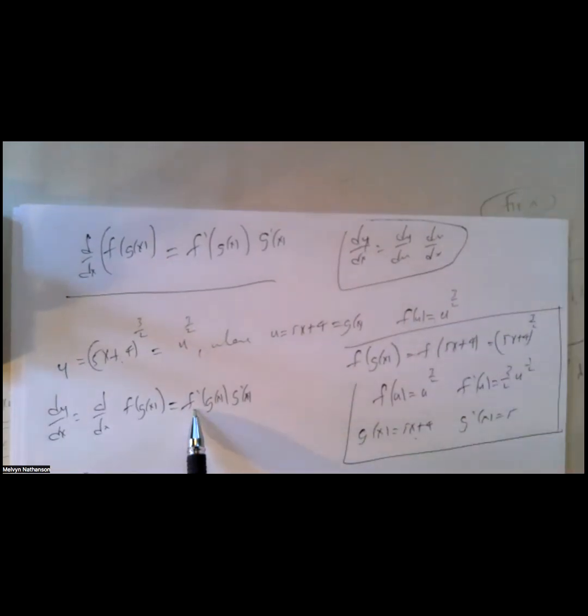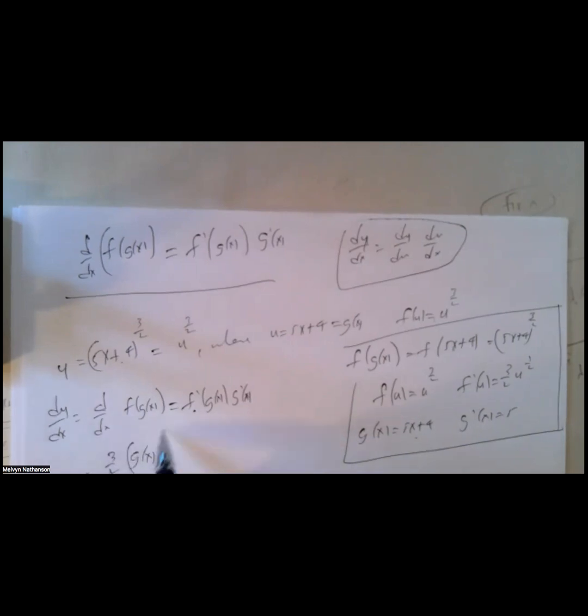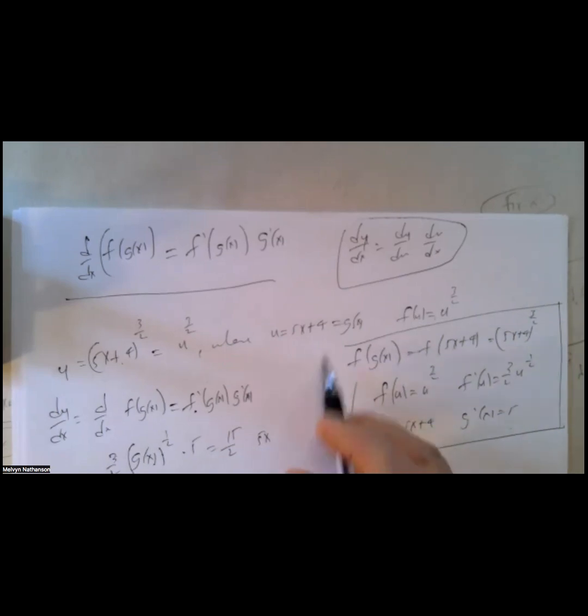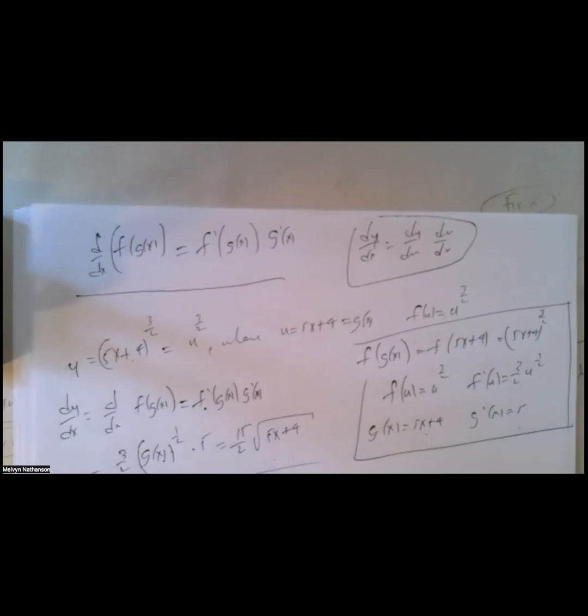So this is equal to f prime at g of x. F prime is this, so that's 3 halves g of x to the 1 half times g prime of x times 5. So 5 times 3 halves is 15 halves times g of x to the 1 half. g of x is 5x plus 4, raised to the 1 half power, or the square root. So that's the answer.